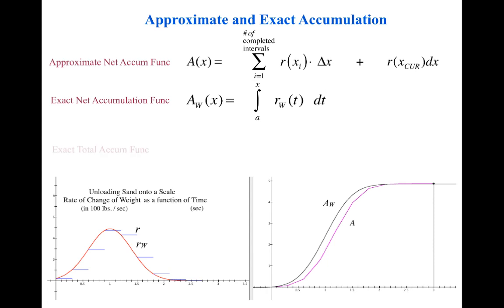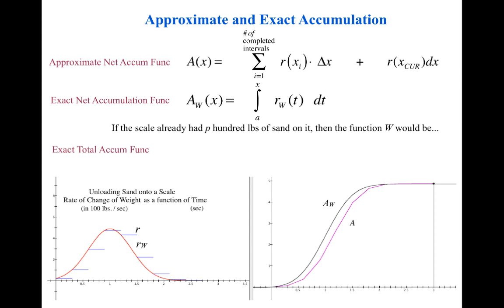Okay, so what if to start with there was 100 pounds of sand on the scale already? Then what would the total accumulation be? What would the W function be? The W function would be the 100 pounds of sand plus the amount of change at x seconds. So to get the total accumulation, we would start with the 100 pounds of sand, and then add the amount of change that you get in the first x seconds, and that's now the total weight after x seconds.